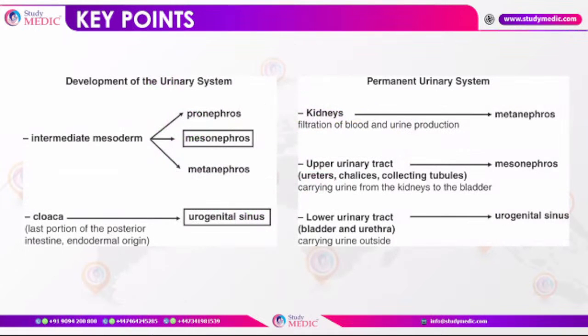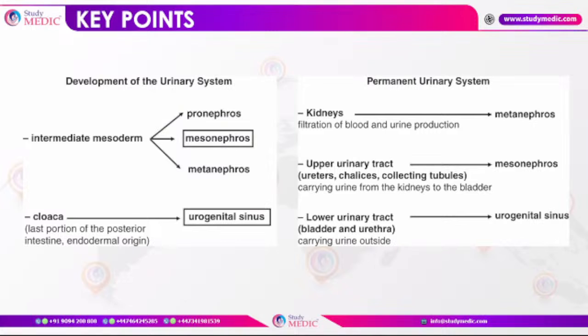So what are the important key points that you need to brush up before your exam? We have the intermediate mesoderm, which is a potential SBA. And from the intermediate mesoderm, we have the pronephros, the mesonephros, and the metanephros. And from the cloaca, we know the urogenital sinus is going to come.